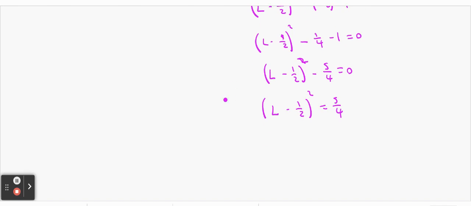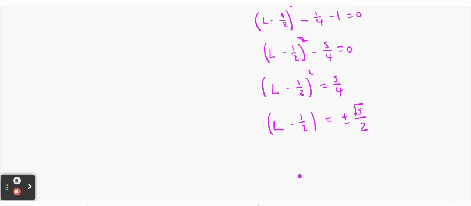And then square rooting both sides, I get L minus a half. I didn't really need the brackets anymore, but there we go. Equals plus or minus the square root of 5 over 2. Okay, now first of all, let's work out what L is. So L is equal to 1 half plus or minus the square root of 5 over 2. But to tidy that up, that's 1 plus or minus the square root of 5 all divided by 2.